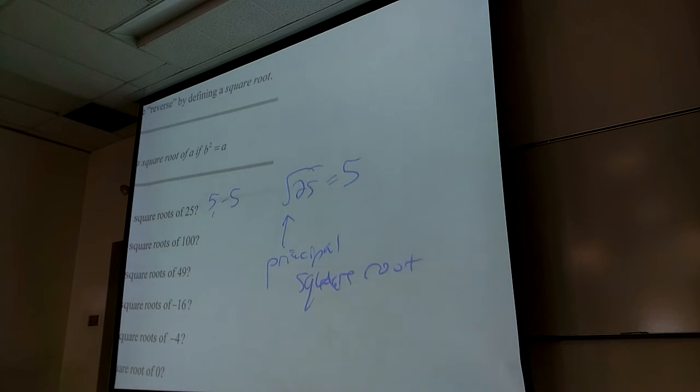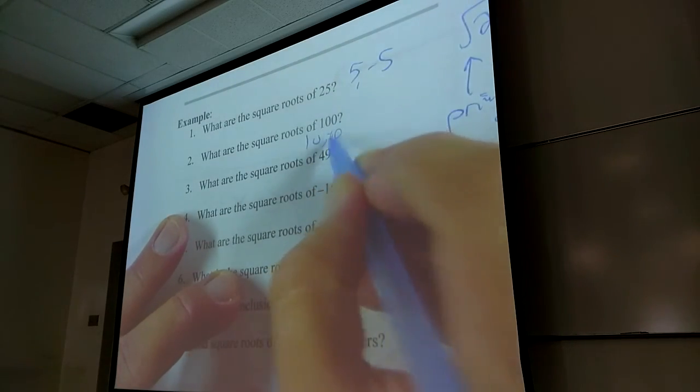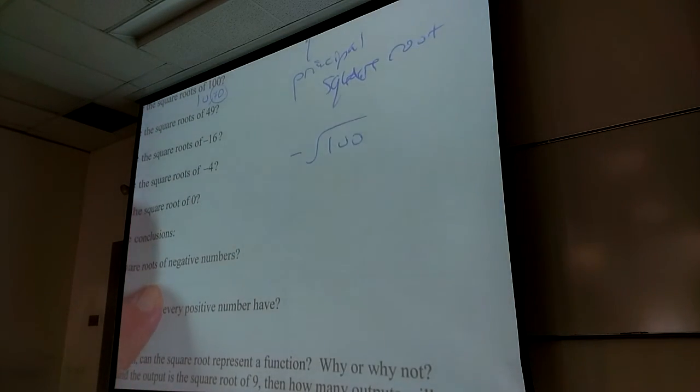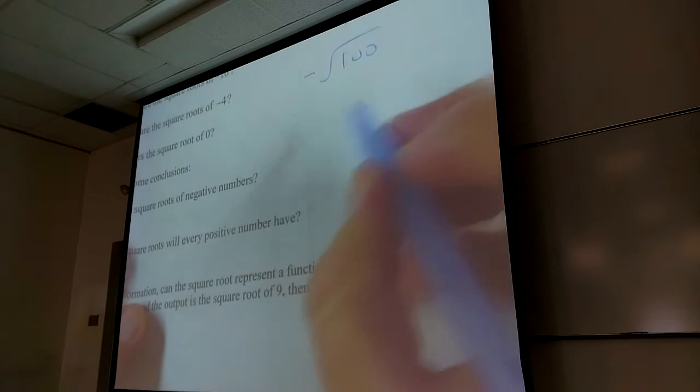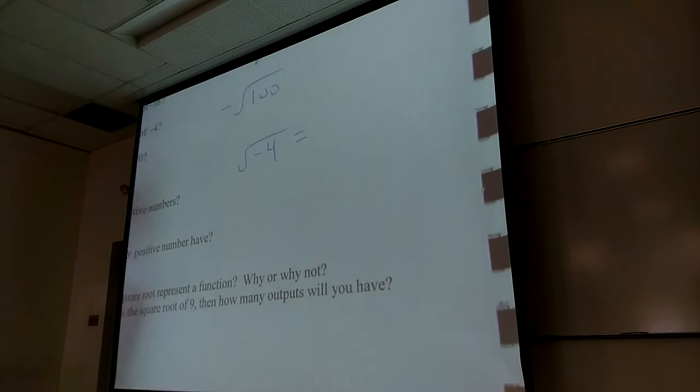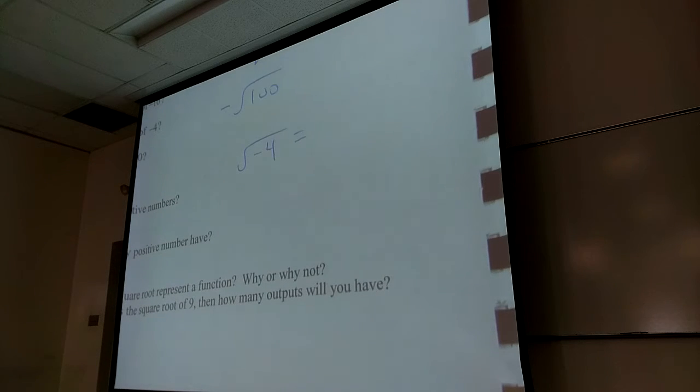So what are the square roots of 100? 10 and negative 10. How would I write that with the root symbol if I want negative 10? Negative square root of 100. That's the negative root of 100. What's wrong with me asking this question? Because what times itself is negative 4? Imaginary numbers. No real numbers do that. It doesn't work.